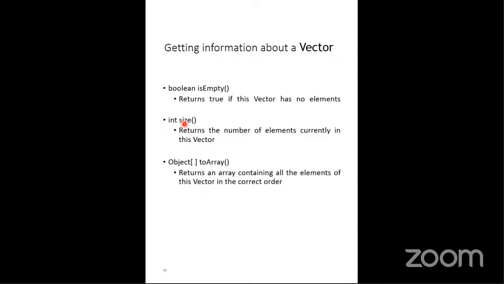From a vector, if you want to copy all elements into an array, then it is possible. The toArray method will copy all the elements from the vector into an array of Object, because it contains only objects. It will copy all the elements from within the vector into an array of Object in the same order. All right, so I guess that is what we wanted to discuss about array, string and vector.